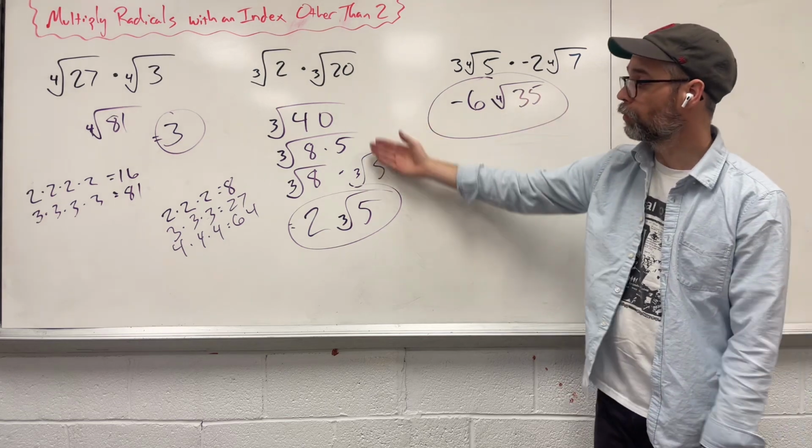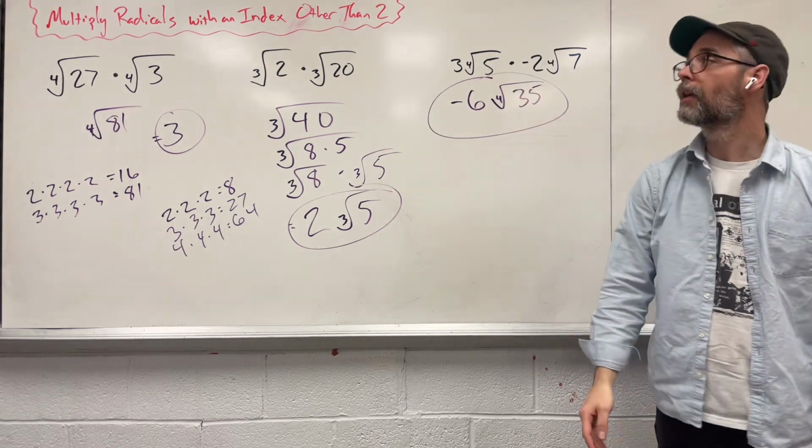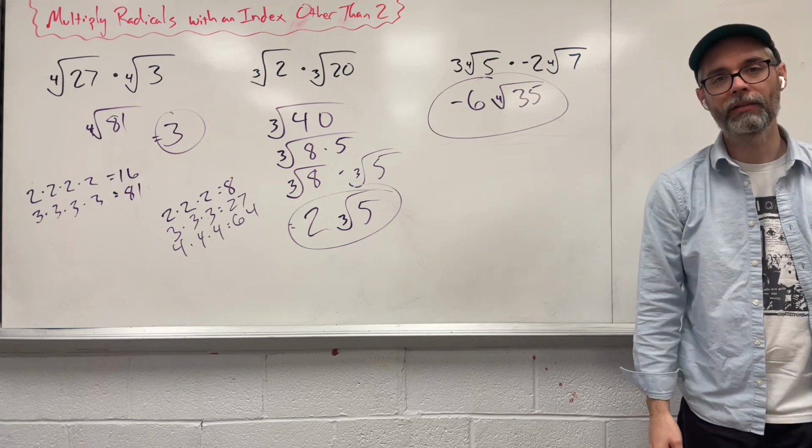We may have to take it one more step, but that's not always the case. And that is multiplying radicals with an index not 2.